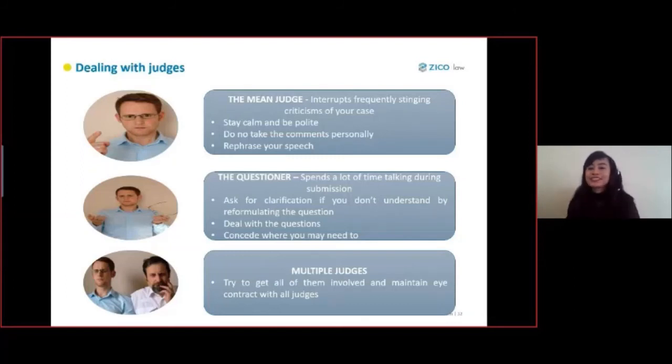The last one is multiple judges. So when you have multiple judges, you have to always make sure you give the same attention to them. Because at the end of the day, judges are humans. They want to know why, they want attention, basically. So always get all of them involved and always maintain eye contact with all of them. So yeah, I think we can move on to the next slide.